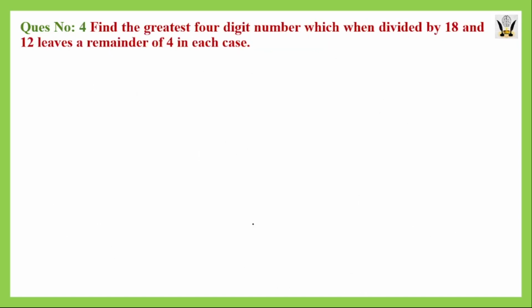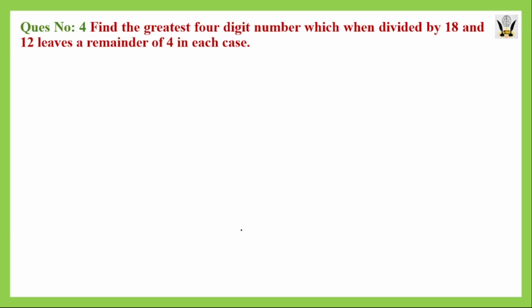The next problem says: find the greatest 4-digit number which when divided by 18 and 12 leaves a remainder of 4 in each case. So the greatest 4-digit number that we are going to find is not completely divisible by 18 or 12, and when we divide, in both cases it leaves a remainder of 4. That means if we subtract 4, the remainder part, from that number, then the number that we get will be completely divisible by 18 and 12.